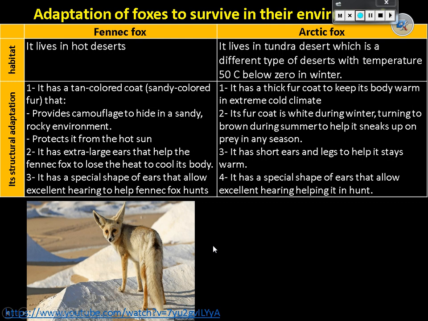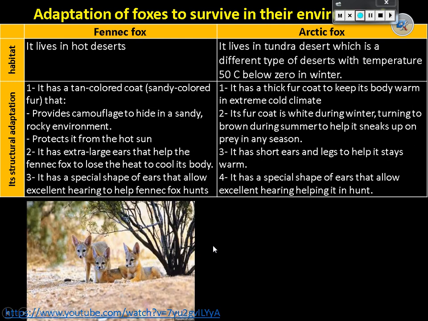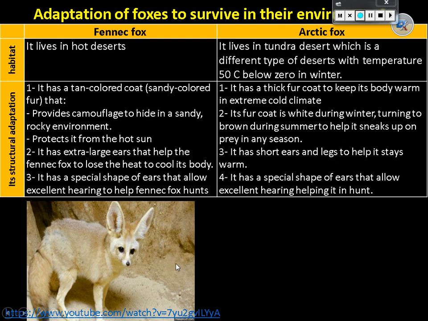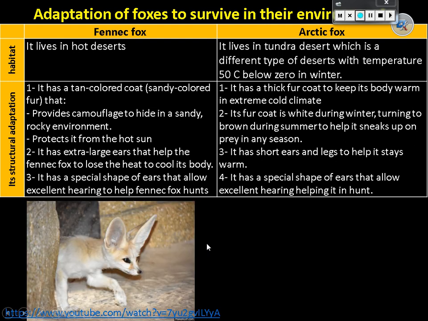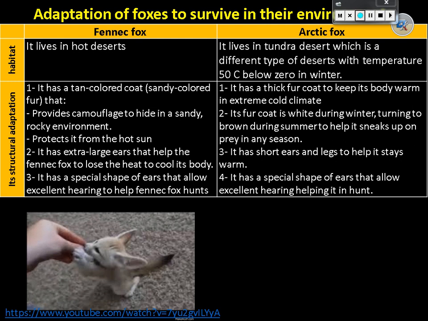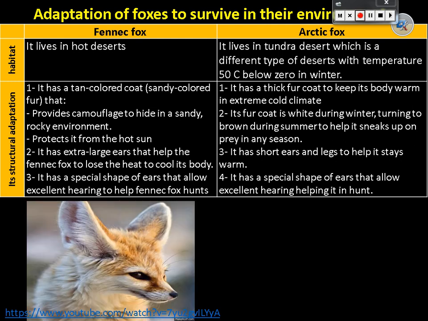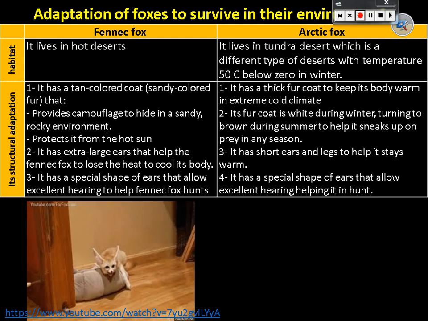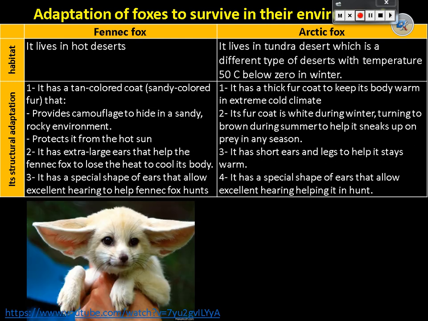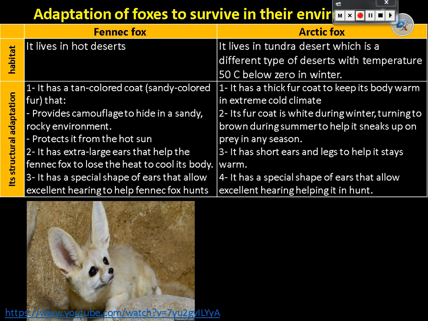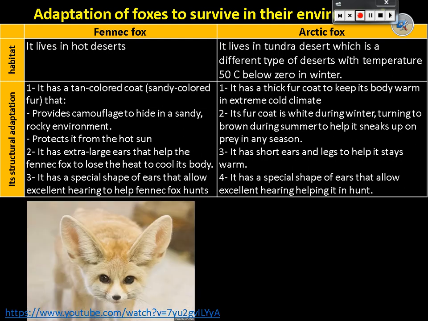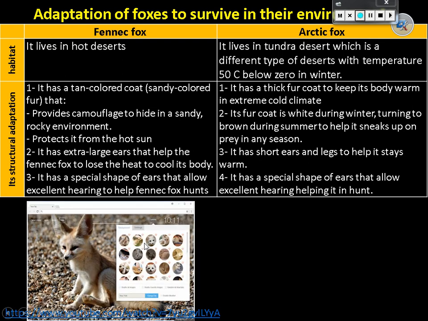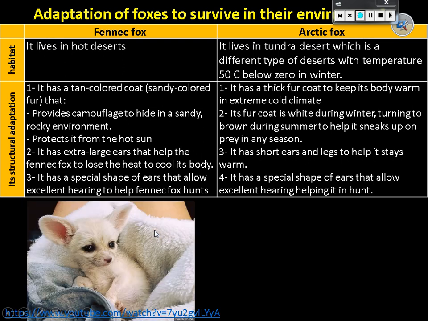This sandy fur is a part of the animal, so I can say it's a structural adaptation. This coat or this fur can provide camouflage. If this animal is yellow or sandy in color and stands between the sands of the desert, we cannot see this animal. The animal can hide from enemies, and we call that camouflage. And this color also protects it from the very hot sun.